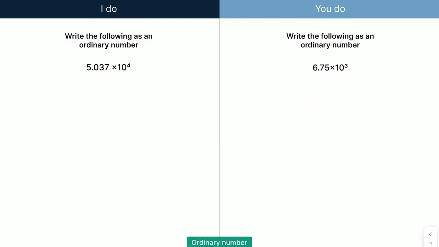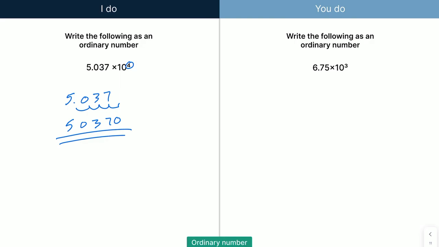Moving on, we now have the exact same thing, but the number already has a decimal in there for us. So given the decimal is there, we need to hop it 4 times. So we have 5.037. We hop that 1, 2, 3, 4. So that becomes 50370. That is the final answer there.